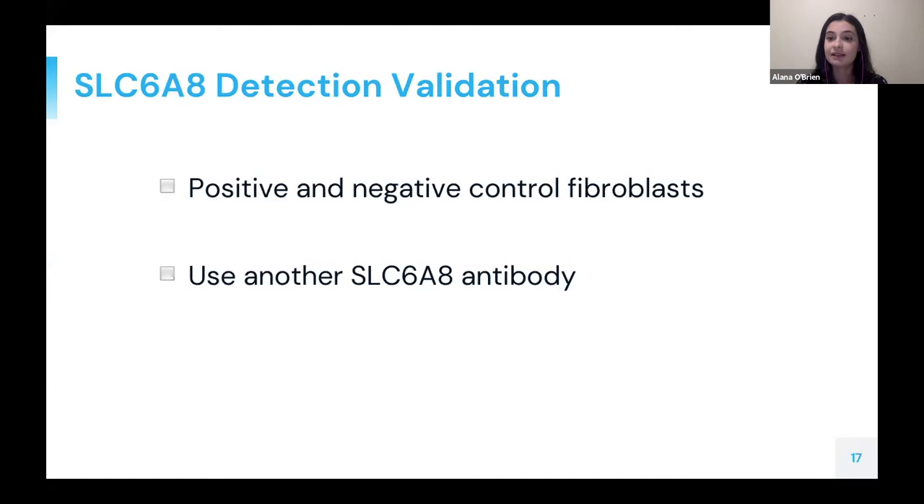So in order to validate the results of this Western blot, we'll have to use positive and negative control fibroblasts: fibroblasts that express SLC6A8, and fibroblasts that do not. This could be done using another CTD patient fibroblast that perhaps has a mutation closer to the N-terminus that might cause a frame shift and then potentially nonsense-mediated decay of that transcript, and so we'd get no protein. And then also using another SLC6A8 antibody in order to validate the detection.